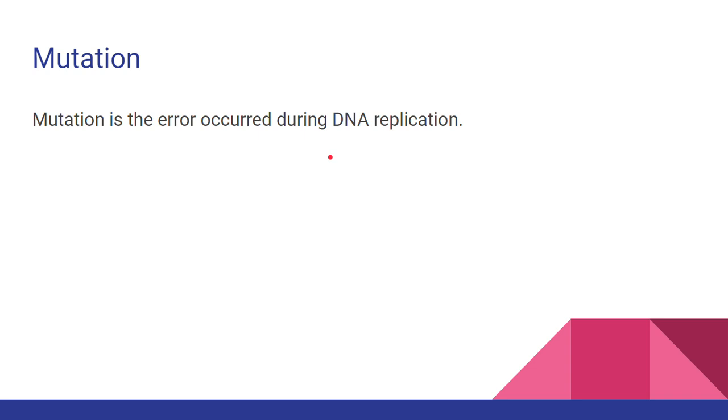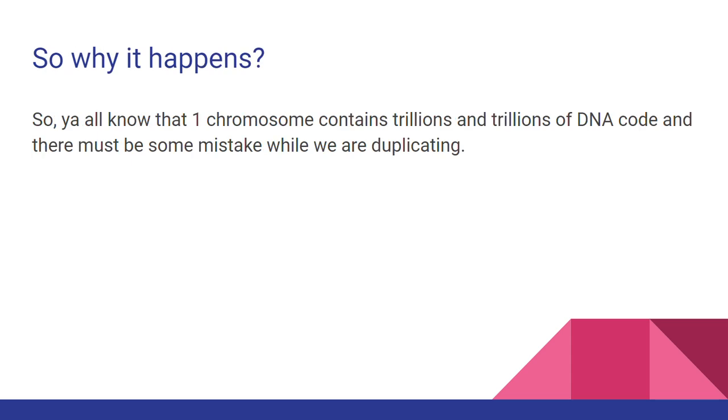So mutation is simply an error that occurred during DNA replication. But what is it? You all know that a chromosome contains trillions and trillions of bases. With such a long sequence, you can't just ask your body to get it right the first time. When your body replicates it, it's going to make some mistakes, and yes, it does know how to fix them.